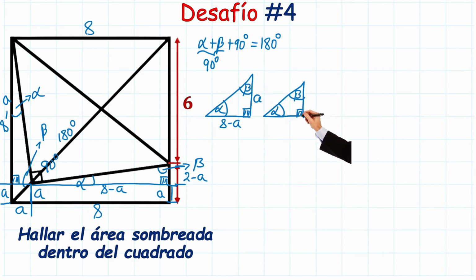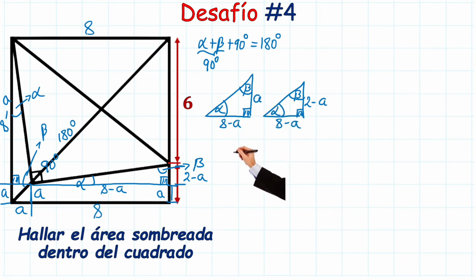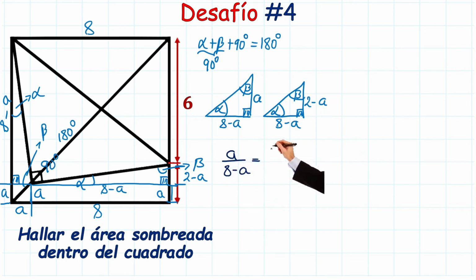On the other hand, we have the other triangle that connects the angle alpha with 90 degrees, which is 8 minus a. And we have this side here that connects the angle beta with 90 degrees, which is 2 minus a. Then we can make a relationship of their sides: a is to 8 minus a as 2 minus a is to 8 to 2.